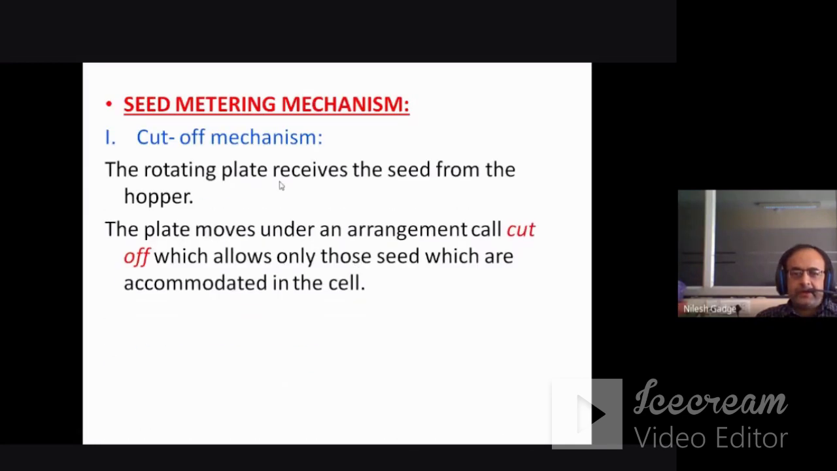So the rotating plate receives the seed from the hopper. The plate moves under an arrangement called cutoff, which allows only those seeds which are accommodated in the seed cells.